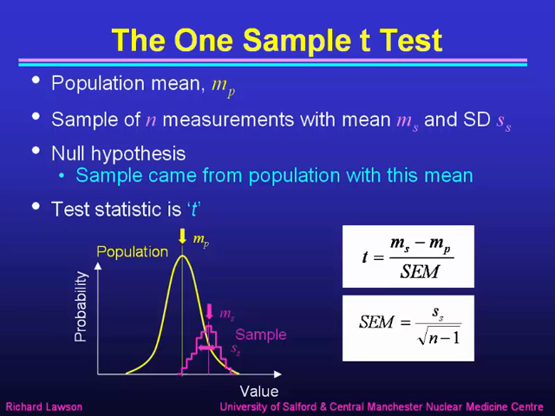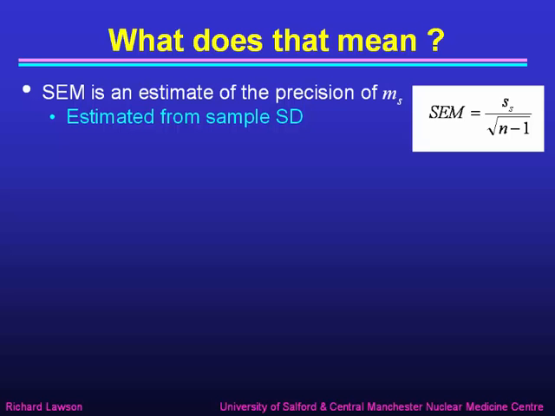T is MS minus MP over the standard error of the mean, but the standard error of the mean this time is defined as the sample standard deviation divided by root n minus 1, where, if you remember, for the z-test we had the population standard deviation divided by root n. So what does this mean? Well, the standard error of the mean, SEM, is an estimate of the precision with which we've measured the sample mean, as we've seen before. But this time, instead of knowing the population standard deviation, we have to estimate from the sample standard deviation.